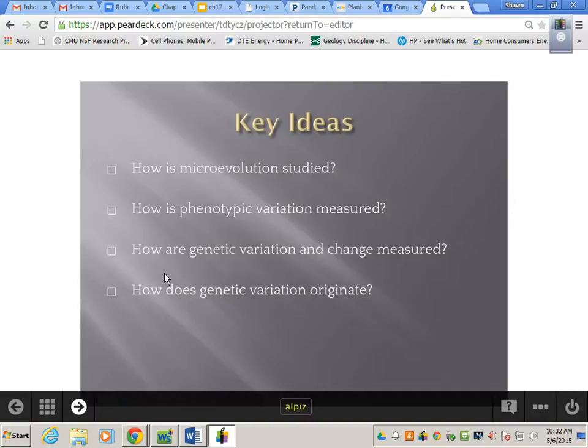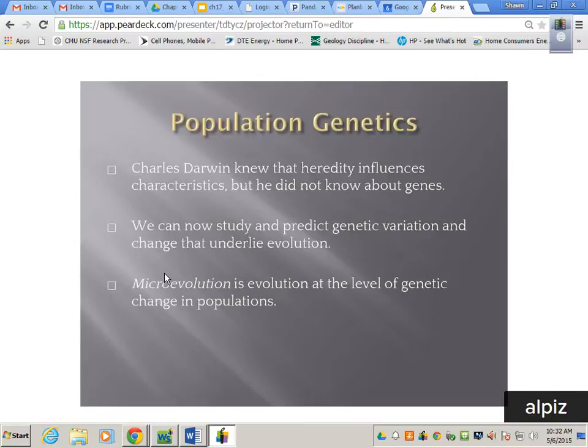So Charles Darwin knew that heredity influences characteristics, but he did not know about genes or alleles, right? He was missing that genetic component. Right, when genes showed up. So we can now study and predict genetic variation.